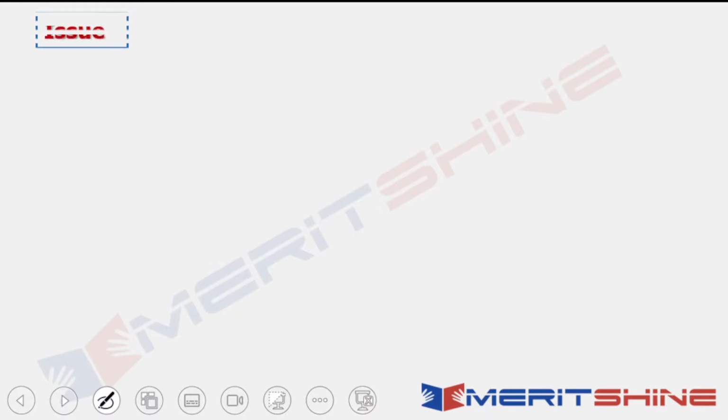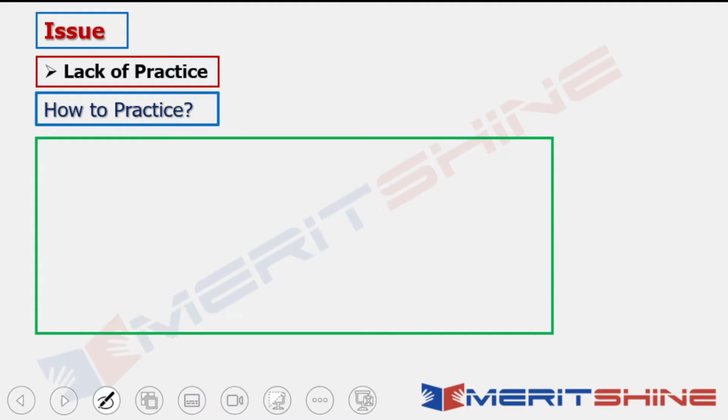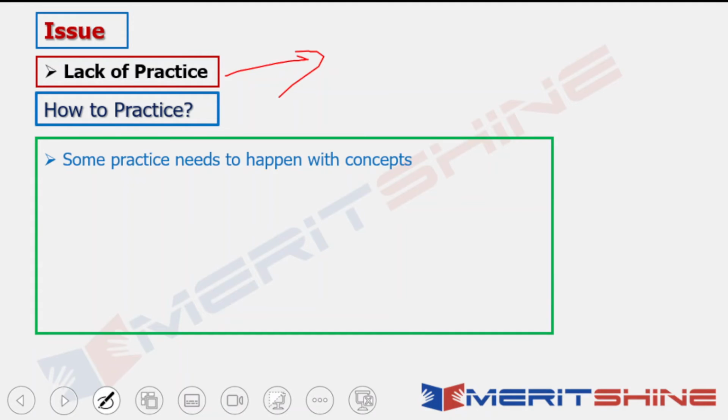So the next issue was what? Lack of practice. We have talked a little bit about practice when we talked about how you should actually do quant, English, reasoning, but now we would talk about it in a little more detail. How to practice. Along with concepts, some amount of practice needs to happen that I have already told you. Now we have less time.